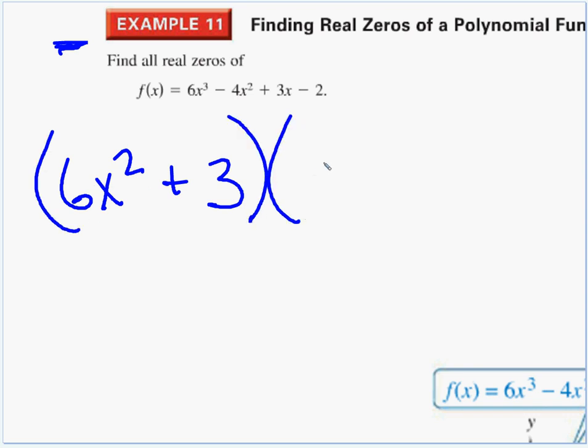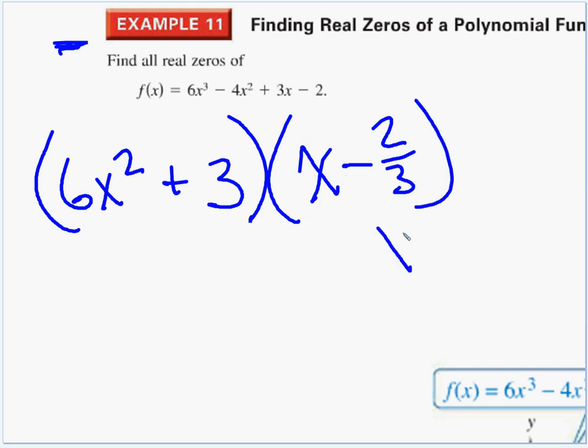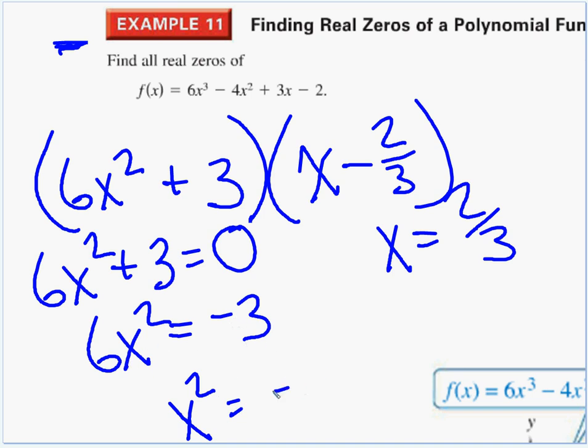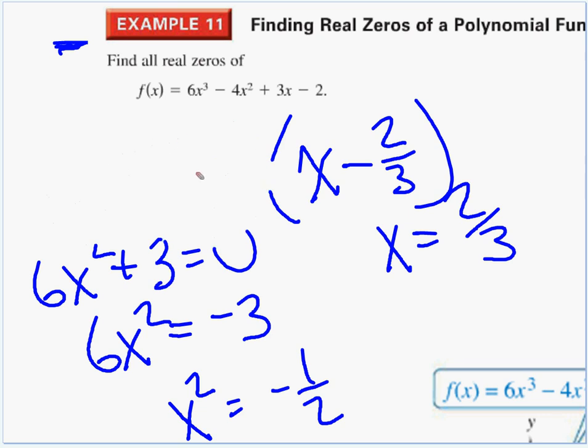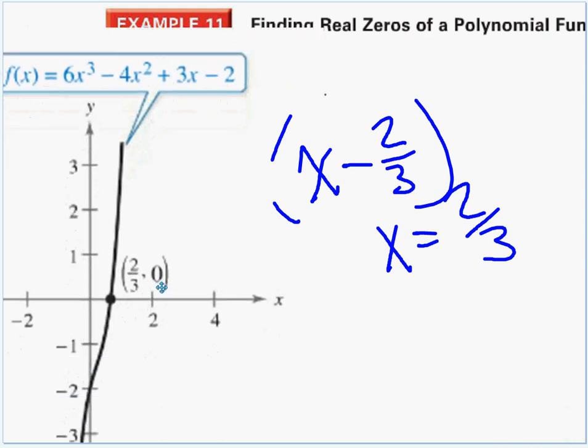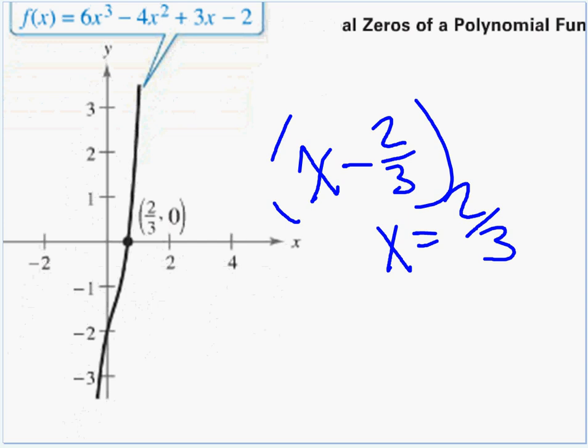So what did we factor out of there? 2/3. So if we factored out a 2/3, we know there's an x minus 2/3 as one of our factors. So if we set that equal to 0, we get x is 2/3. That's one of our zeros. Let's do it with this one. 6x squared plus 3 is equal to 0. Let's subtract 3. 6x squared equals negative 3. And when we divide, 3 over 6 will be 1/2, negative 1/2. If we square root both sides, we're going to have an imaginary, so it's not real, and the directions asked us for the real zeros. So it looks like 2/3 is the only one, and the book's graph will back us up on that one.